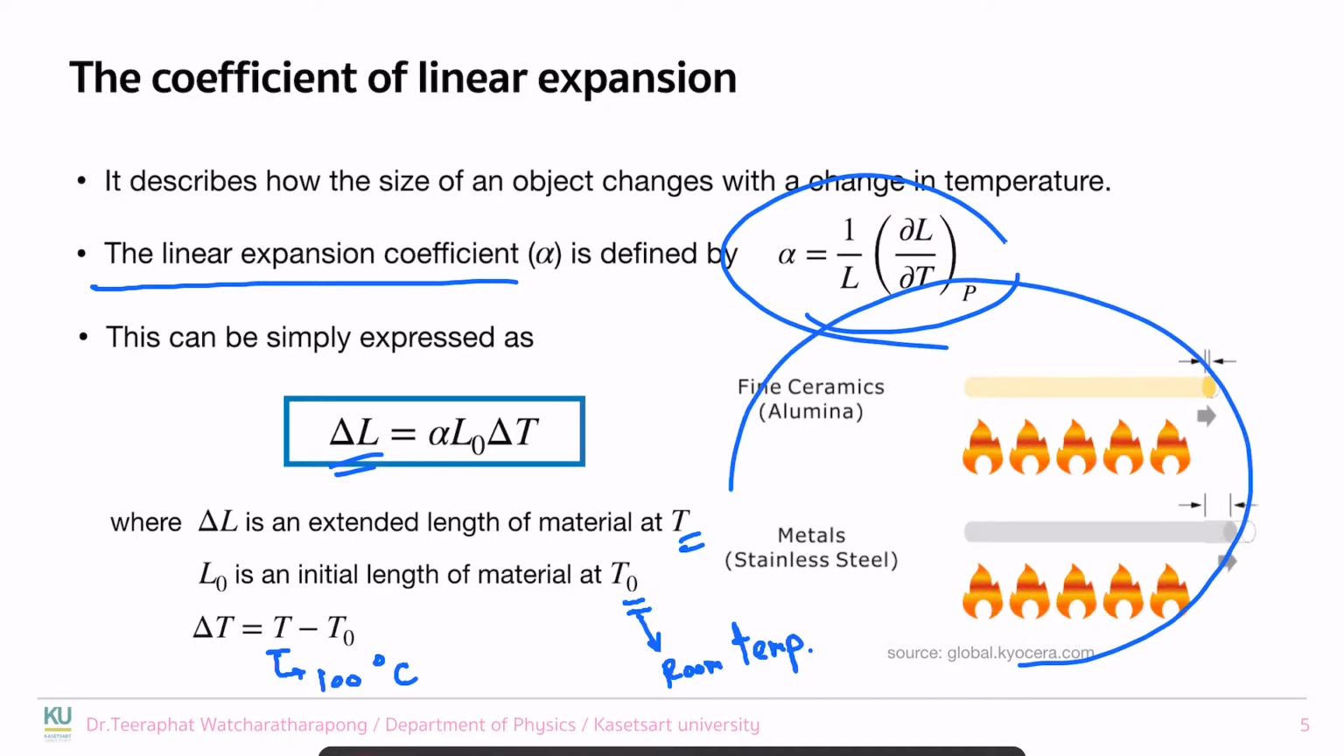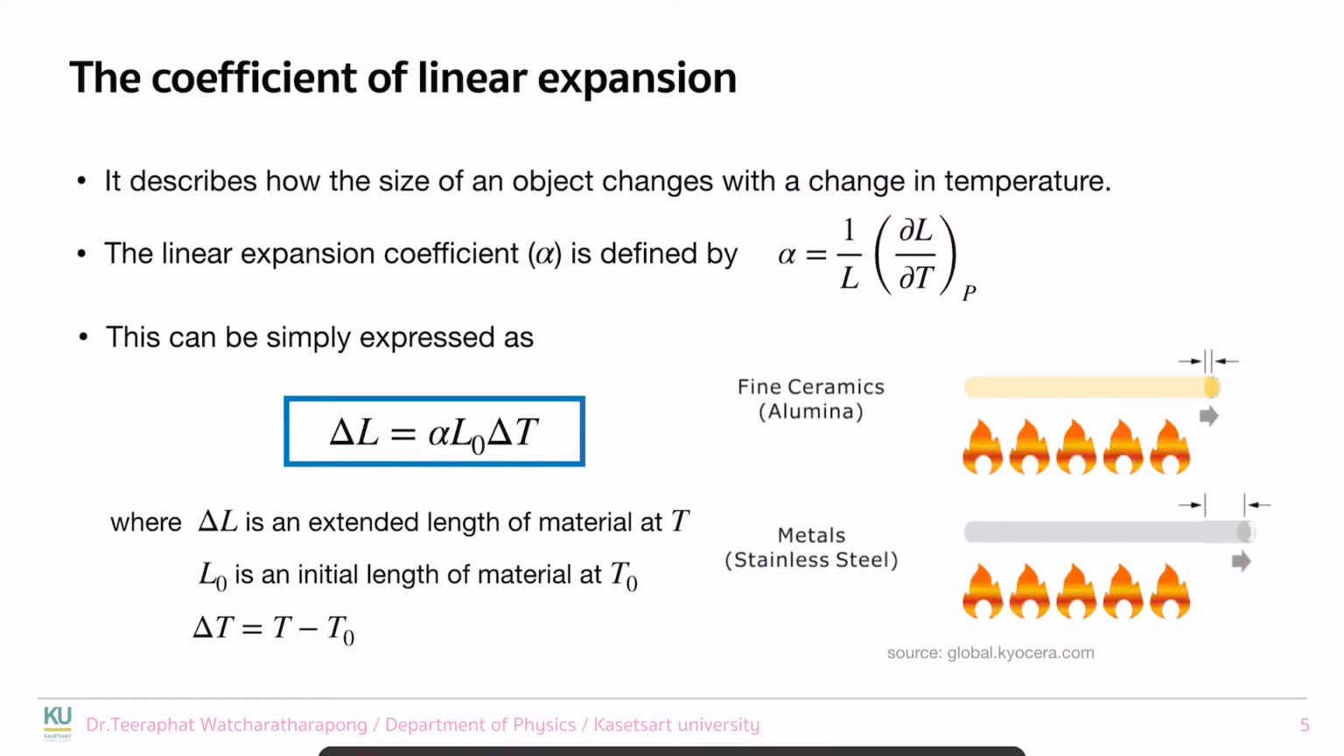And in the picture, you can see the increase in length of ceramics and metal when they are both heated to the same temperature. And clearly, the metal has a longer extended length, as you can see here. And this suggests that a metal has a higher linear expansion coefficient compared with ceramics.